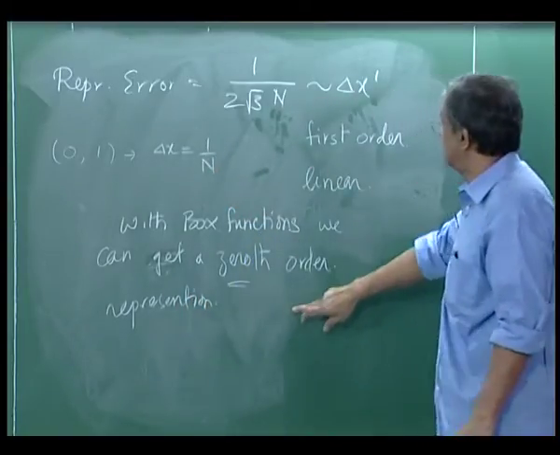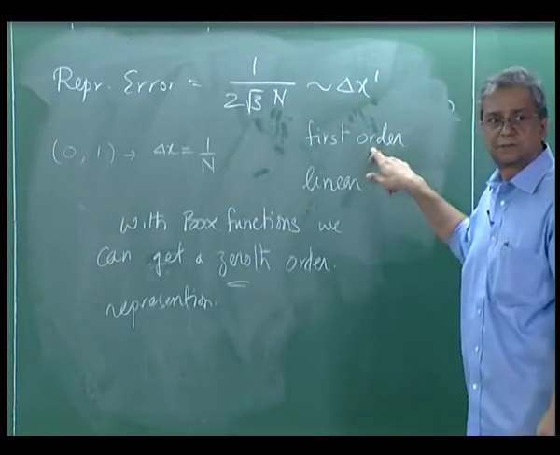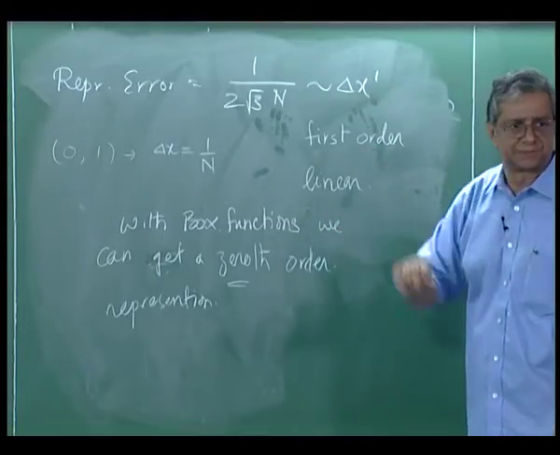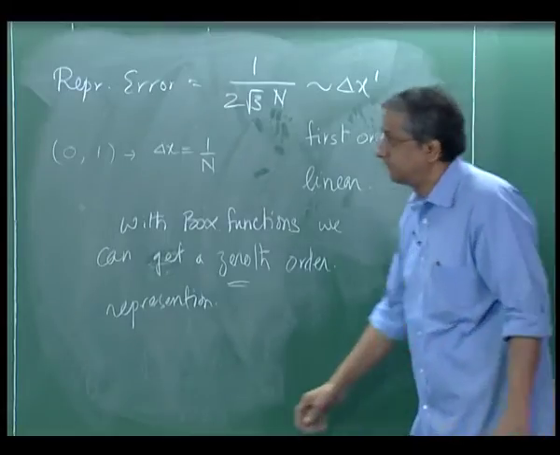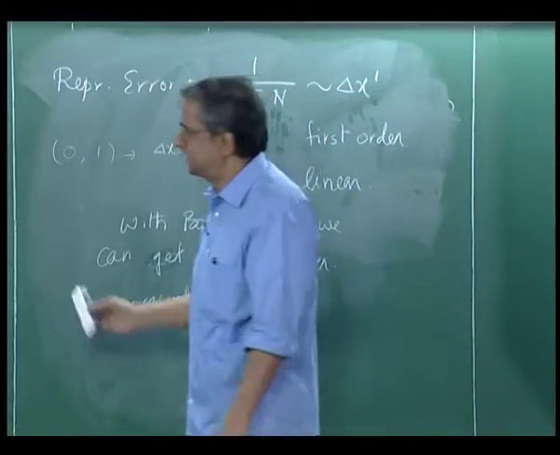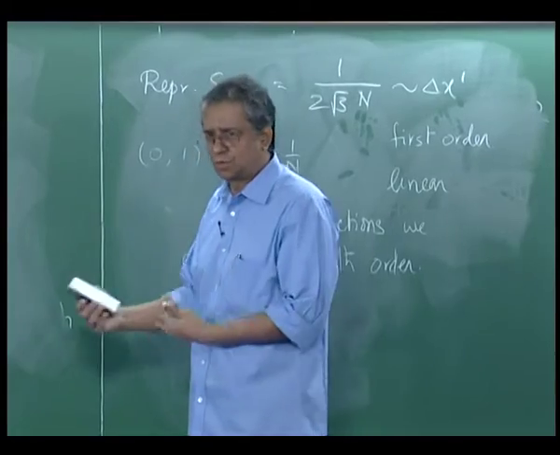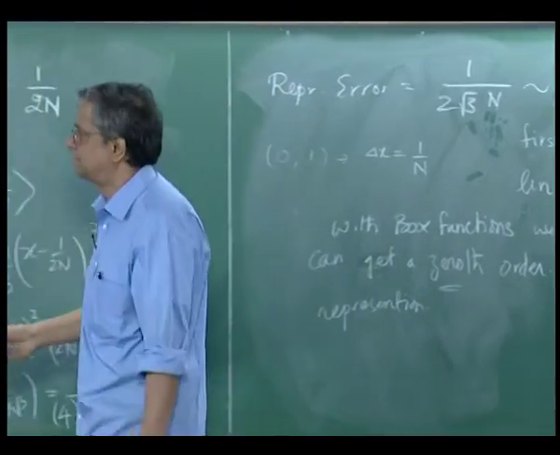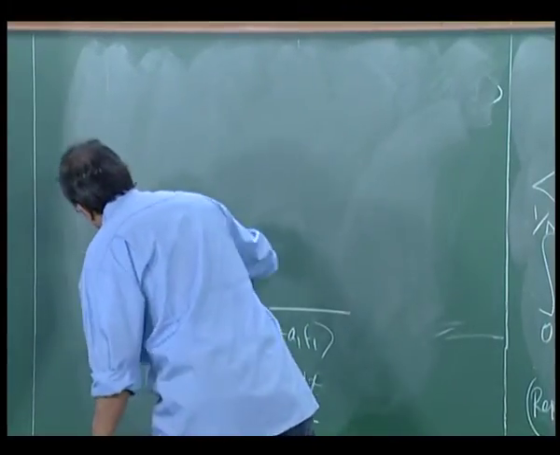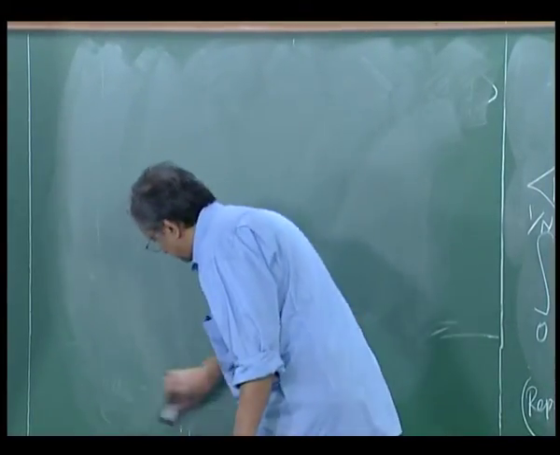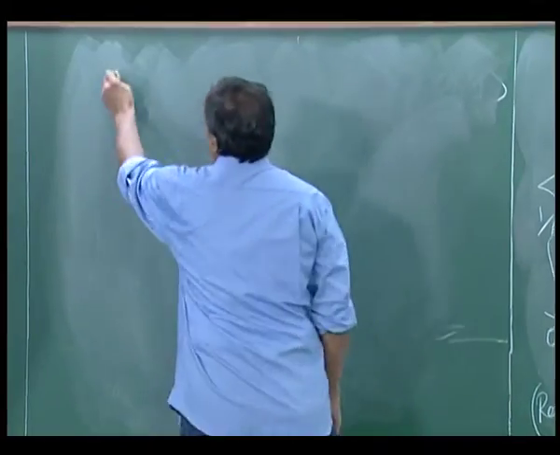A 0th order representation, first order error, linear convergence, three different things, fine. Okay. Let us look at this orthogonality business. In order to converse about these functions, we also need to define some terms. Where did this orthogonality come from? Where did we get this?